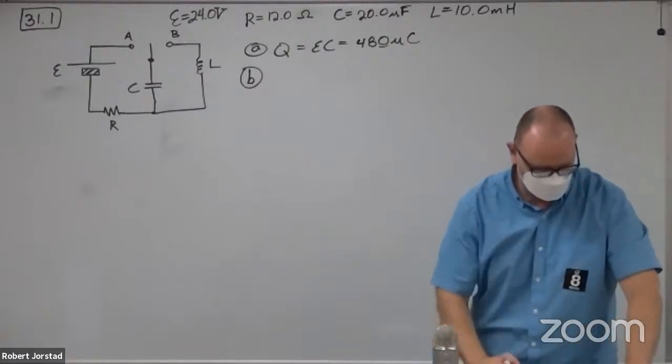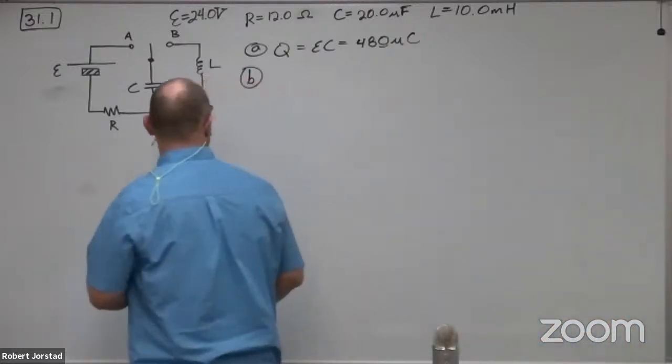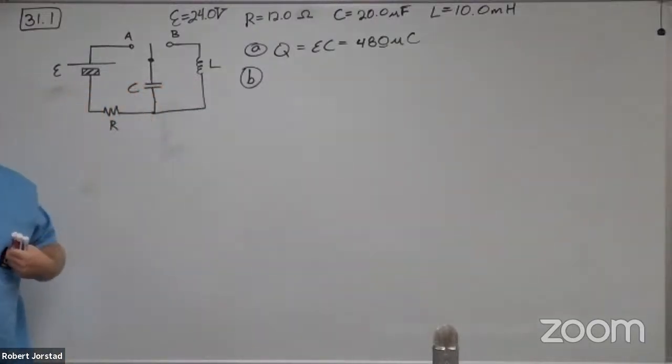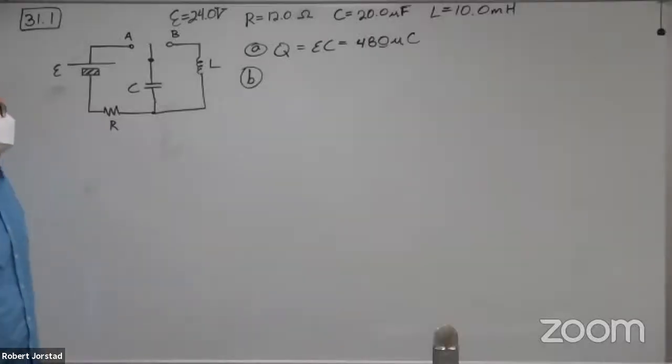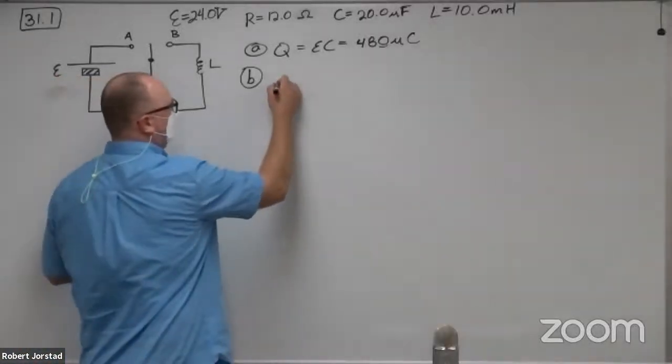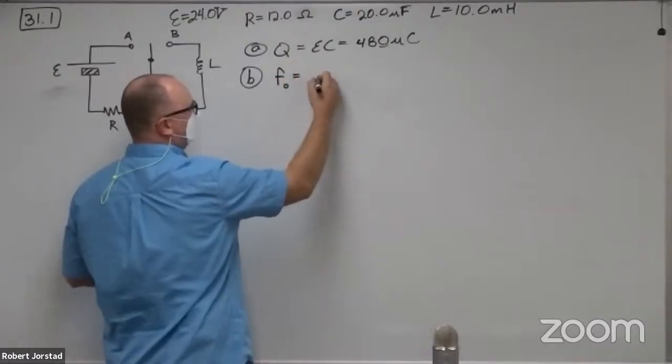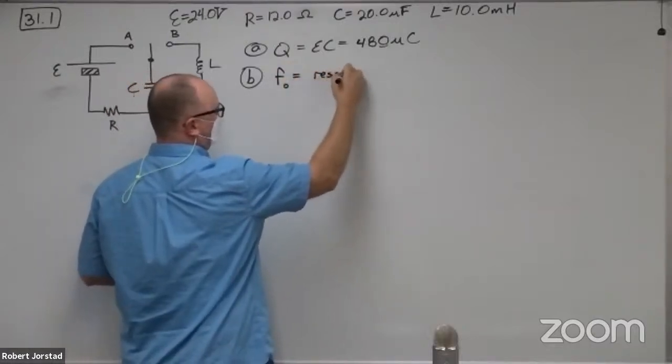Oscillation frequency. Remind me, what am I trying to figure out? What does frequency mean? What letter does frequency represent? Omega. No, that's angular frequency. Strictly speaking, f is resonant frequency.